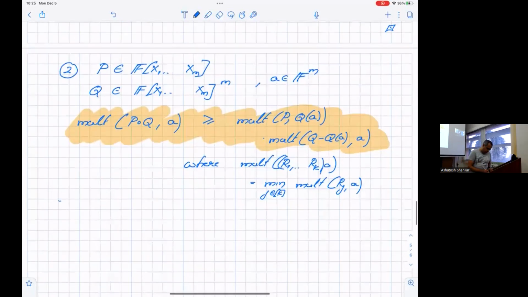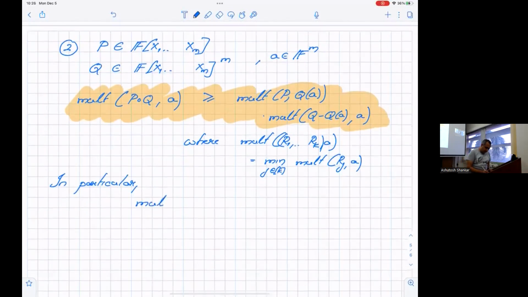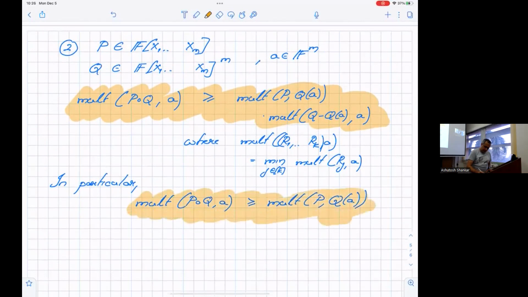In particular, notice that Q minus Q(A) always has multiplicity at least one at the point A, because I have set this polynomial to vanish at A. Therefore, this is always at least one. It could be larger than one. Therefore, in particular, we always have that the multiplicity of the composed polynomial at the point A is always at least the multiplicity of P at Q(A). By the way, once again, in the standard derivative world, this should be obvious. This is just the chain rule.